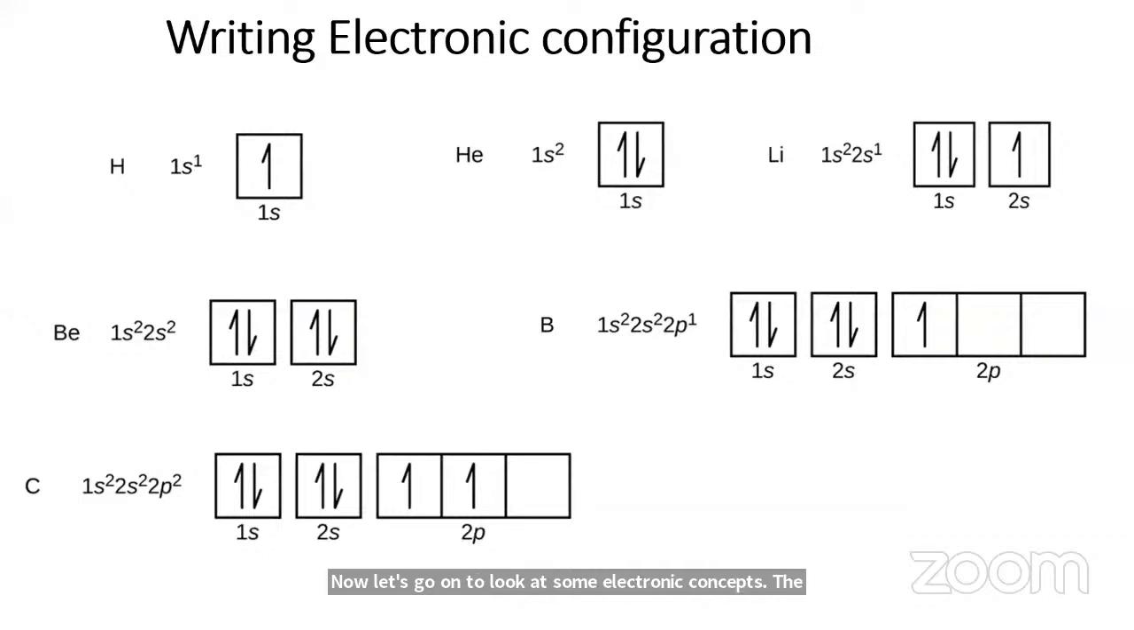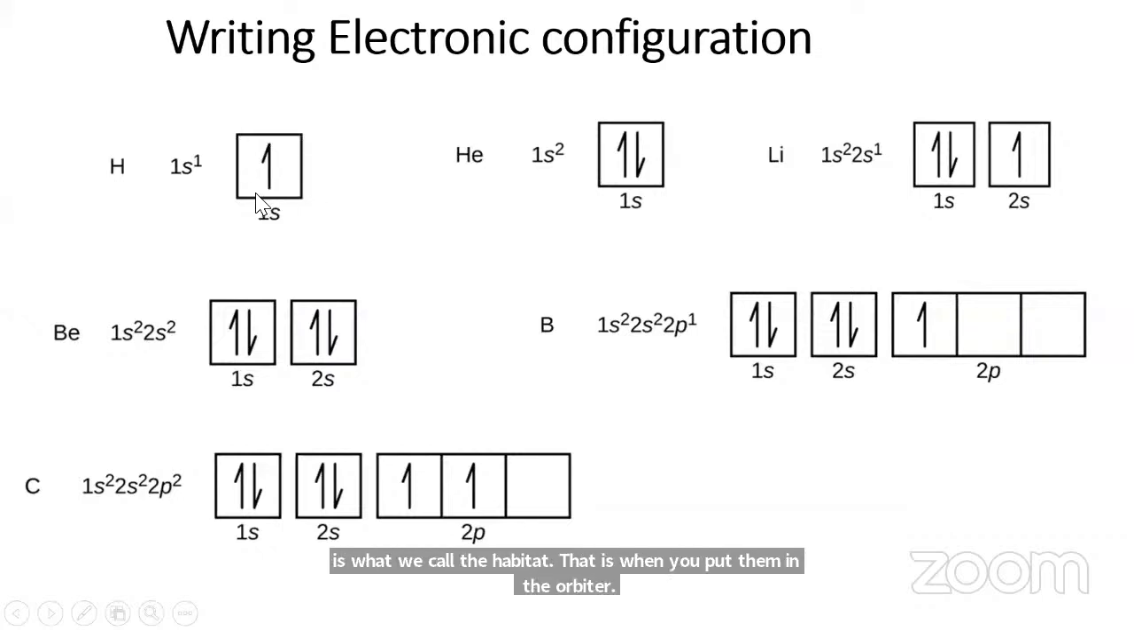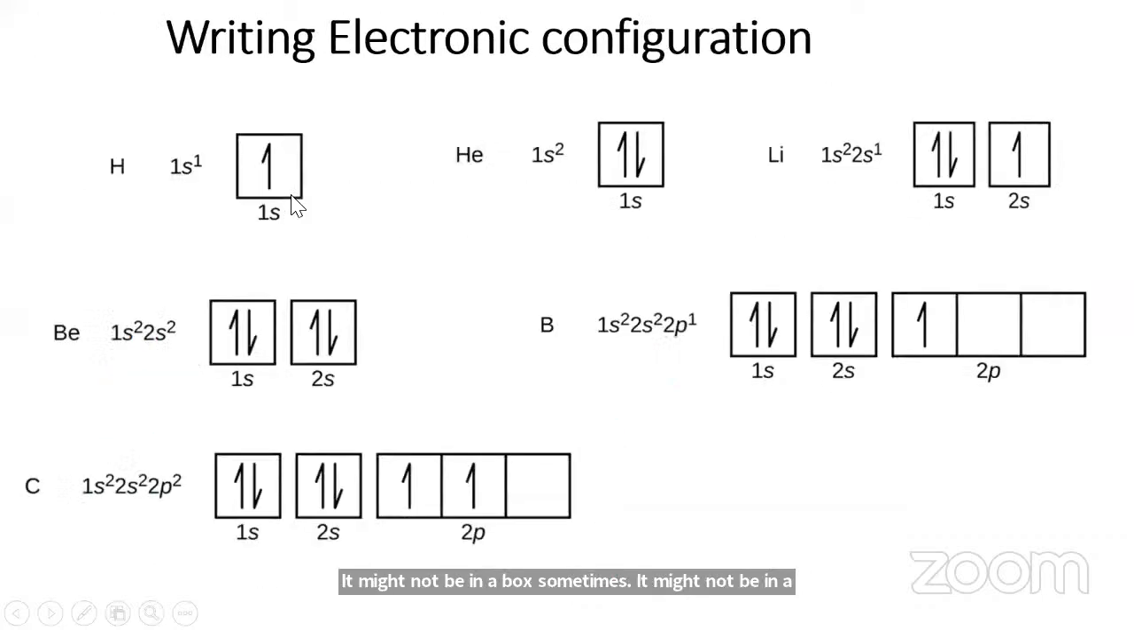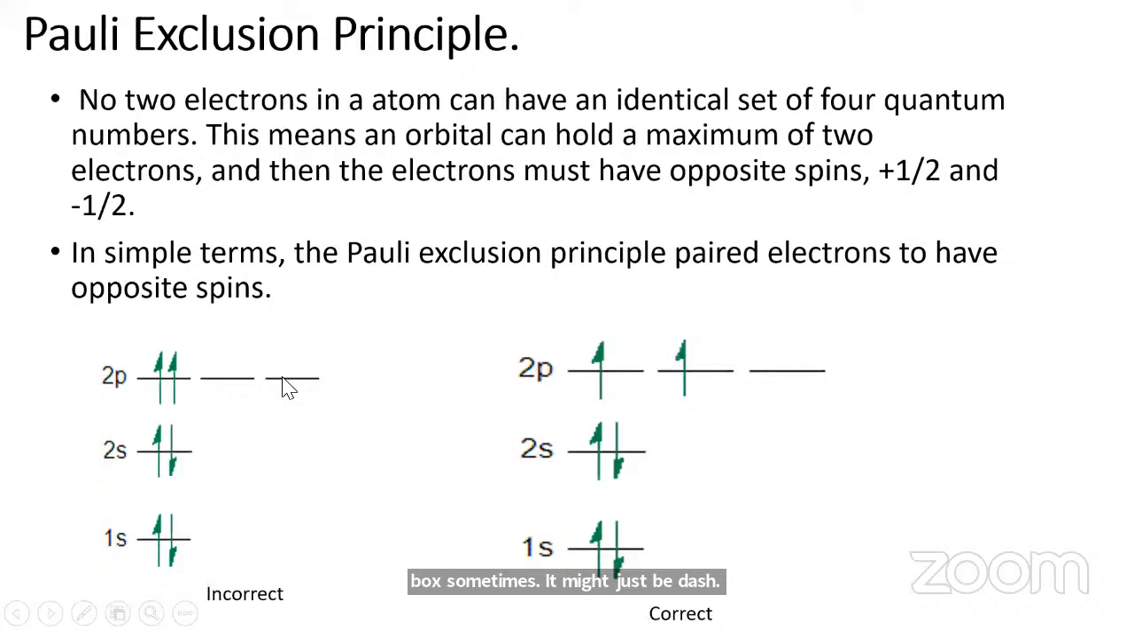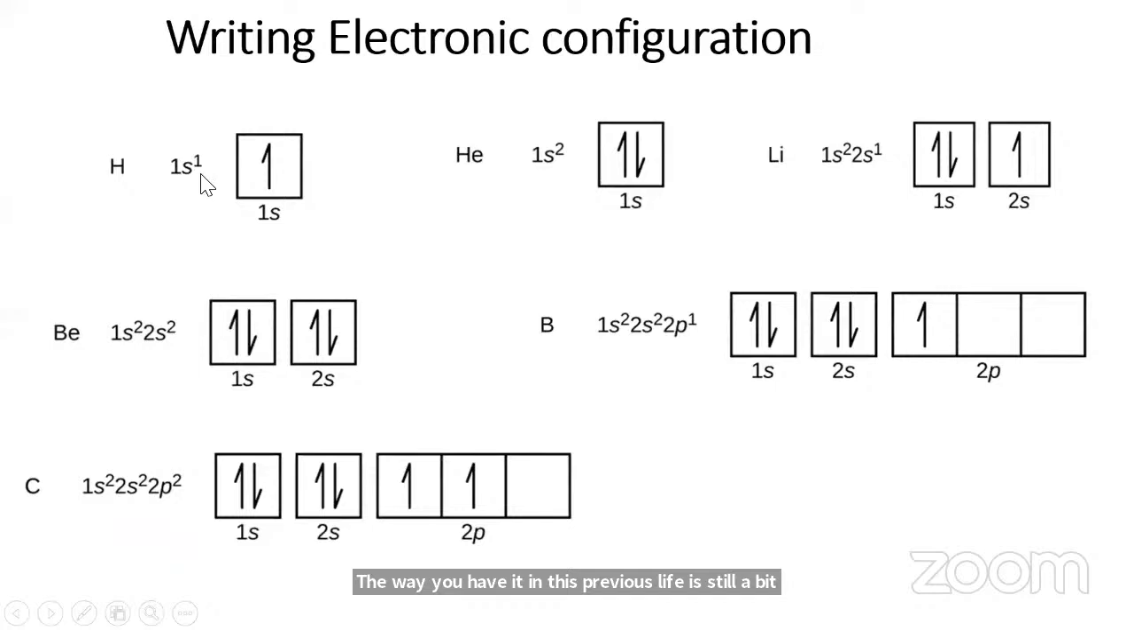Now I brought this out so that I will show us that this is what we call the orbital diagram. That is when you put them in the orbital. It might not be in a box sometimes. It might just be dashed. The way you have it in this previous slide is still orbital diagram. Am I communicating? Now, this other way is still what we call the notation. So this is the notation of the electronic configuration, and this is the orbital diagram. It's still the same thing. It's just for you to understand it in case you want to follow anyone.